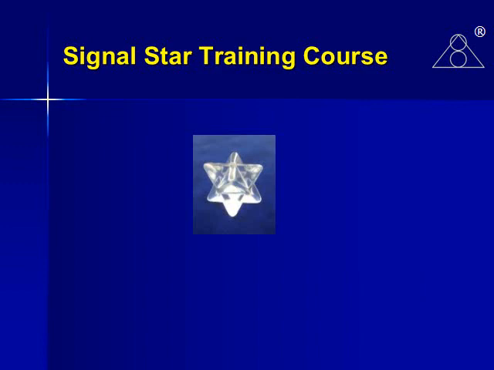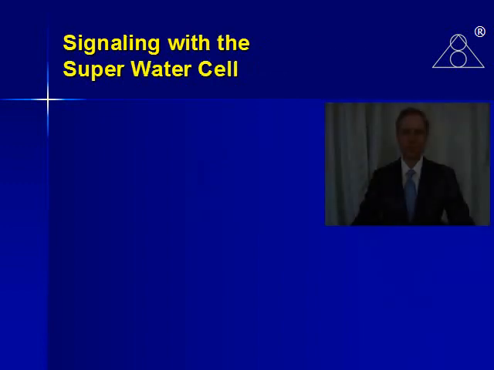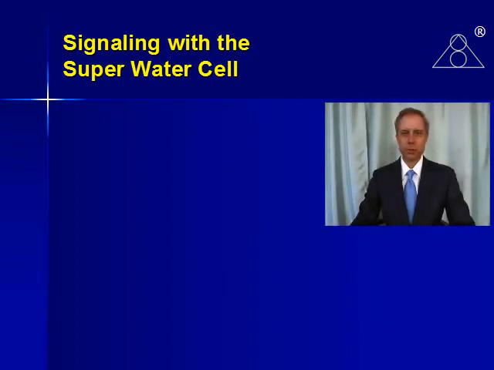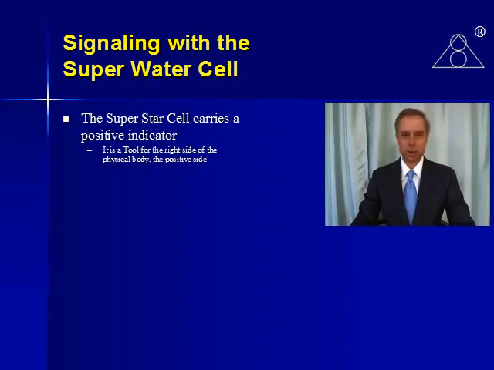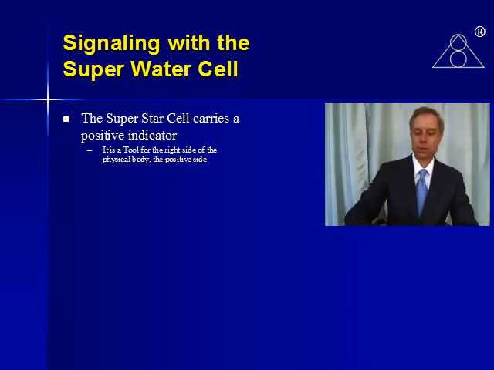Now let us place on the table the super water cell. Again, let us see what occurs as we hold the signal cell slightly above this great star. Very good. So the super star cell has the same indication as the personal bio-trinity. It is a positive indicator that you will find over the super star cell. Go ahead and put that tool off to the side.